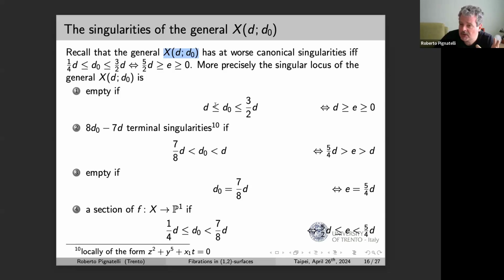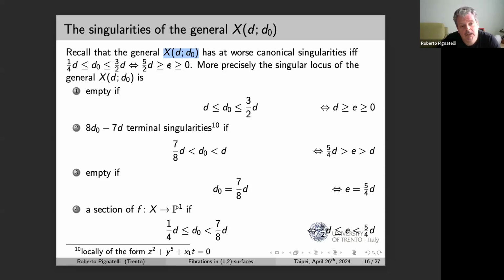I mean, these are direct computations. There is nothing deep here, nothing complicated. Just you have an equation in a toric variety, which is like having an equation in a projective space, weighted projective spaces, and you look at the fixed locus by Bertini's theorem and look at the singularities there.